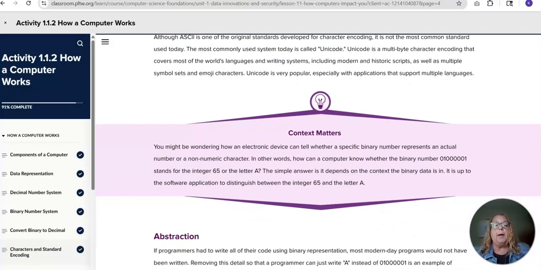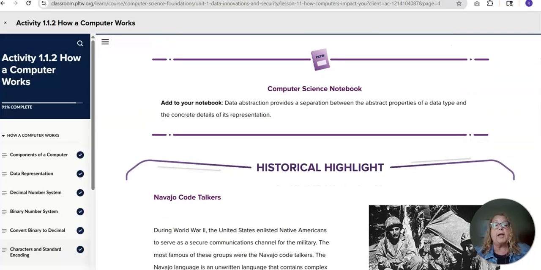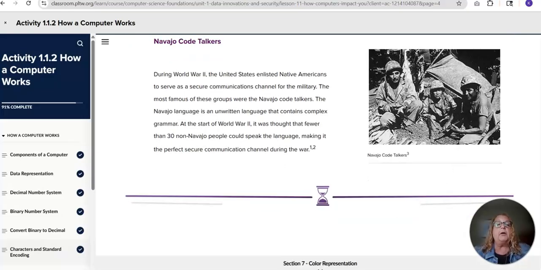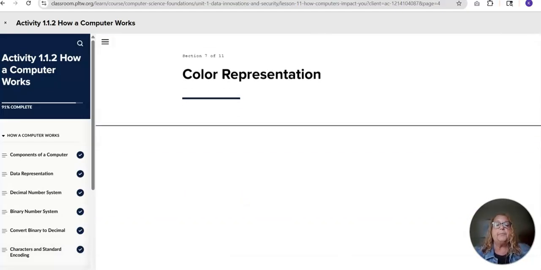And it talks a little bit about context matters. It talks a little bit about abstraction. Please read all of that. And then add to your notebook, data abstraction provides a separation between the abstract properties of a data type and the concrete details of its representation. Got a good thing in here about Navajo code talkers.